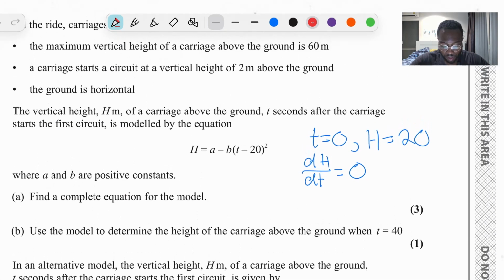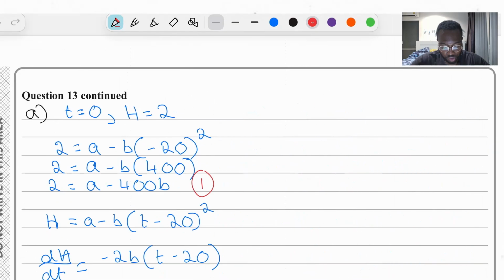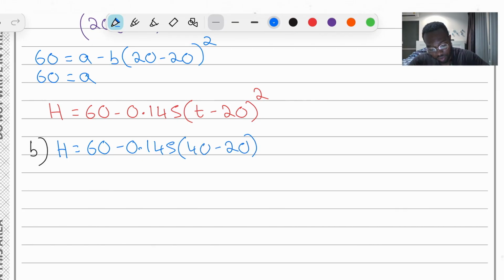Okay, so part B, we need to use the model to determine the height of the carriage above the ground when t is equal to 40. Very simple. Just plug in 40 for t and you'll get your answer. So h is equal to 60 minus 0.145 times (40 minus 20) squared, that's 20 squared. If you work all that out, you will get exactly 2 meters. So the answer is just 2 meters.